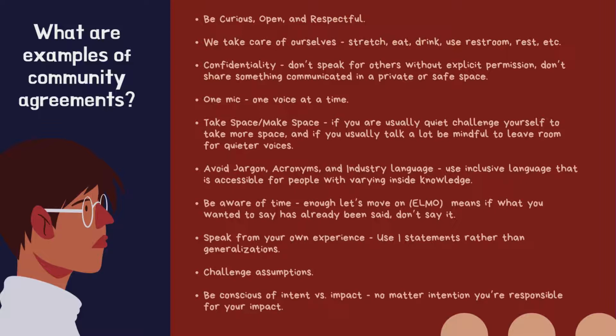Lastly, be conscious of intent versus impact. No matter the intention, you are responsible for the impact. And that's very important because you may have good intentions, but something you say might still offend someone. Be responsible and then talk it out together as a group.